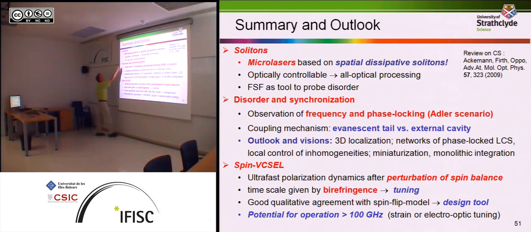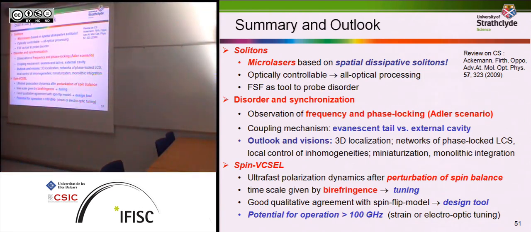Okay, I finish. So I hope I convinced you that we saw small microlasers which are based on dissipative solitons, and they're optically controllable. In reality, we fight disorder, but that enables us to observe frequency and phase locking following the Adler scenario. Currently, we are looking at coupling mechanisms. So the theory currently contains only the evanescent tail of the solitons, but there might be additional ways to control the coupling via the external cavity. And this, together with the local control of inhomogeneities, might create a very nice outlook for investigating networks of phase-locked laser cavity solitons.